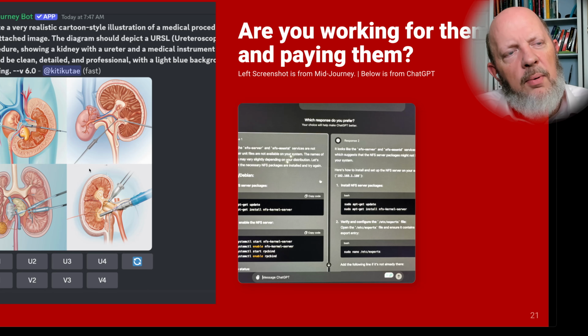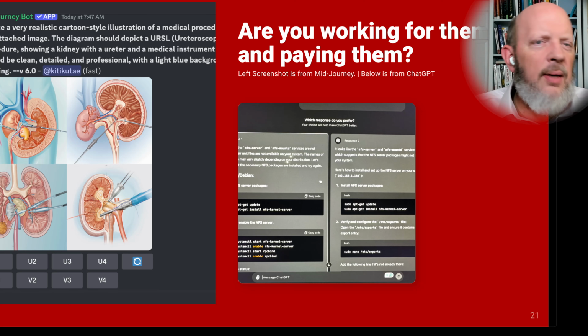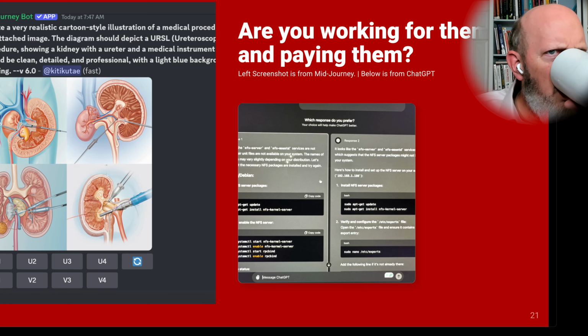Again, I don't necessarily have a problem with this in theory, but I don't like to pay Midjourney. I was paying Midjourney like $50 a month, and basically I'm training their models for them.